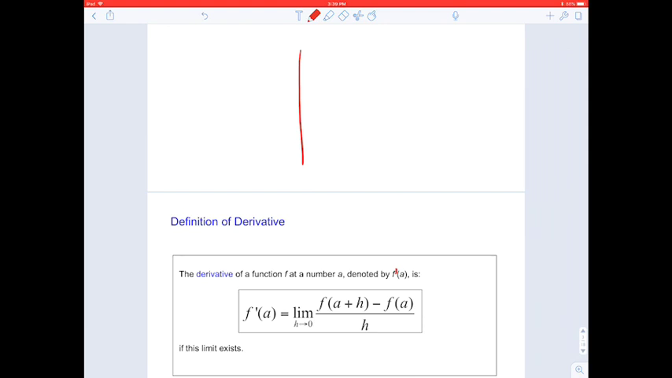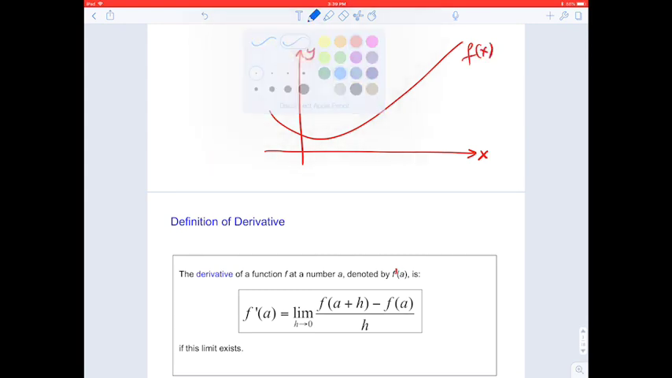geometrically, we defined the derivative of the function as the slope of the tangent line. That means we may try to prove this. I can draw a function, possibly something like that, f of x, and I would like to find the slope of the tangent line at the point a. That's the tangent line.